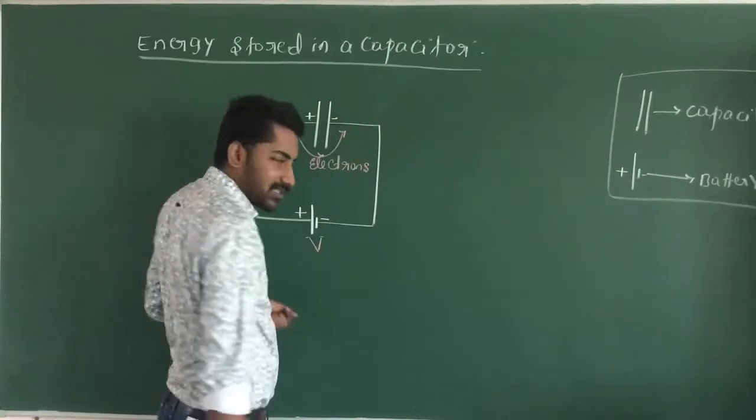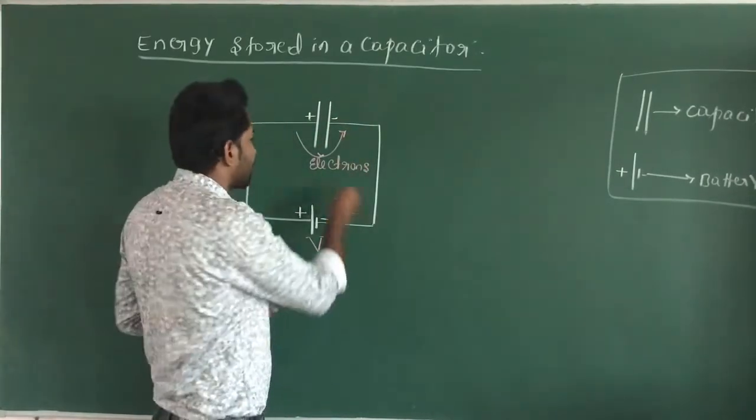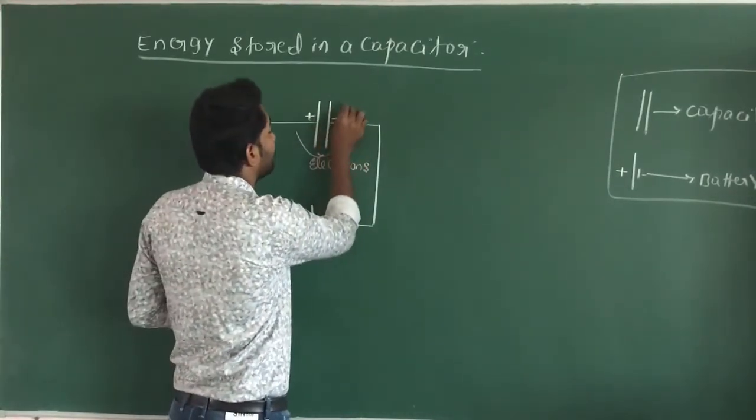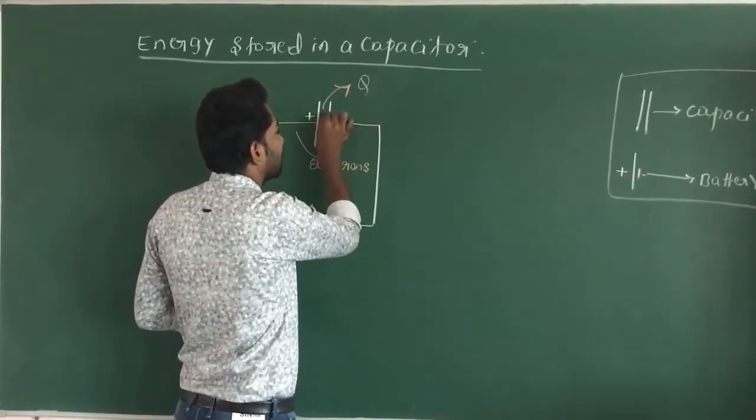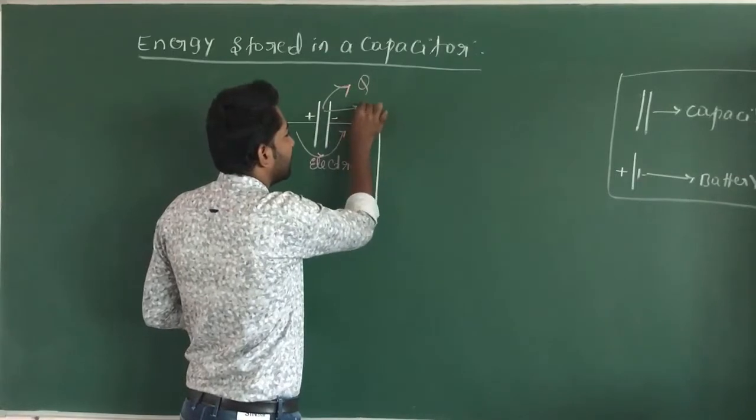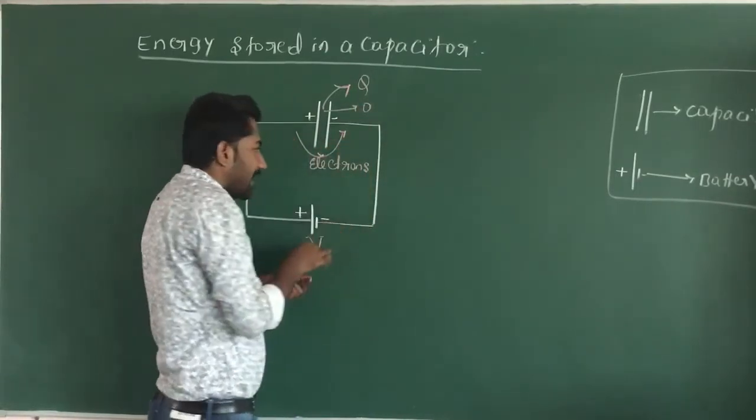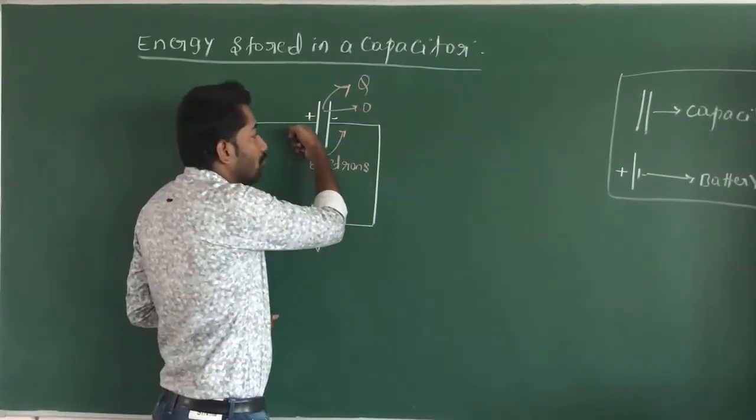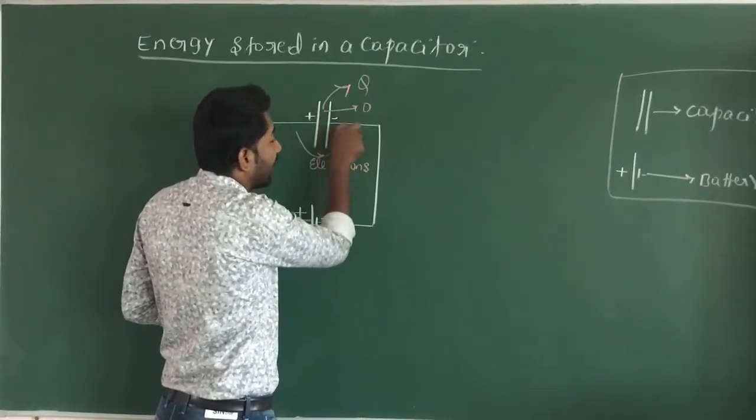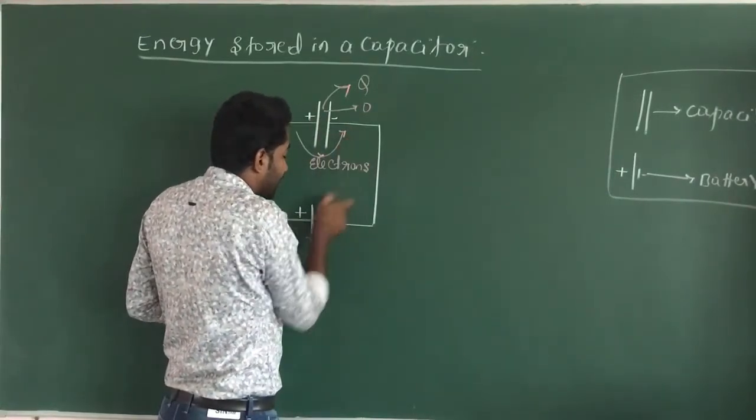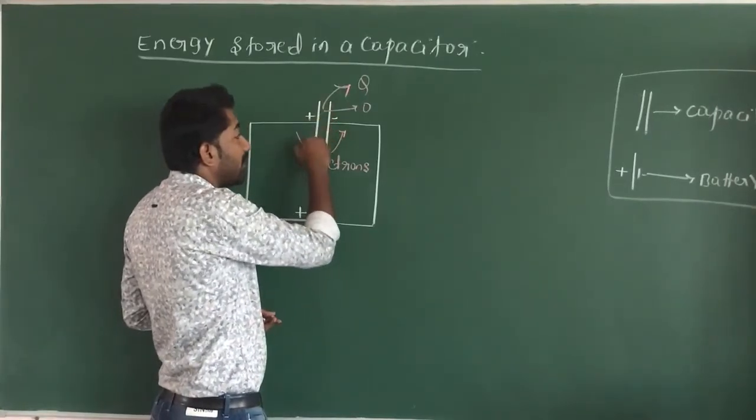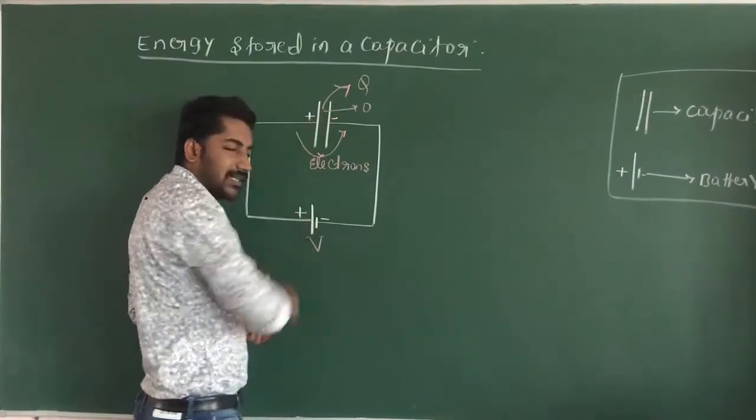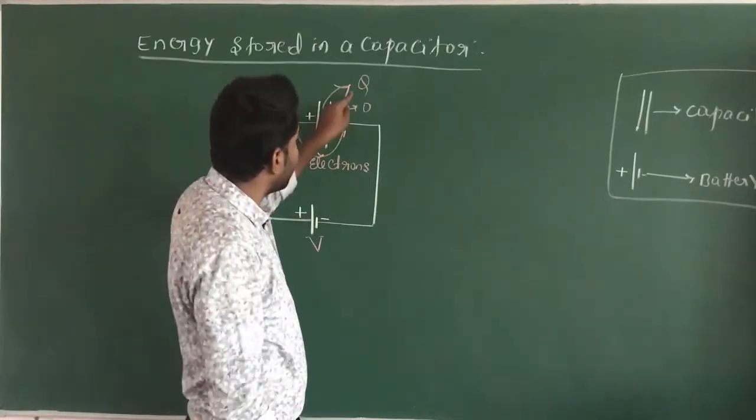During this process, this capacitor is charged. Initially, the charge on this capacitor is zero, and when electrons are pulled from the positive plate and transferred to the negative plate while it is connected to the battery, a certain amount of charge is stored in this capacitor.